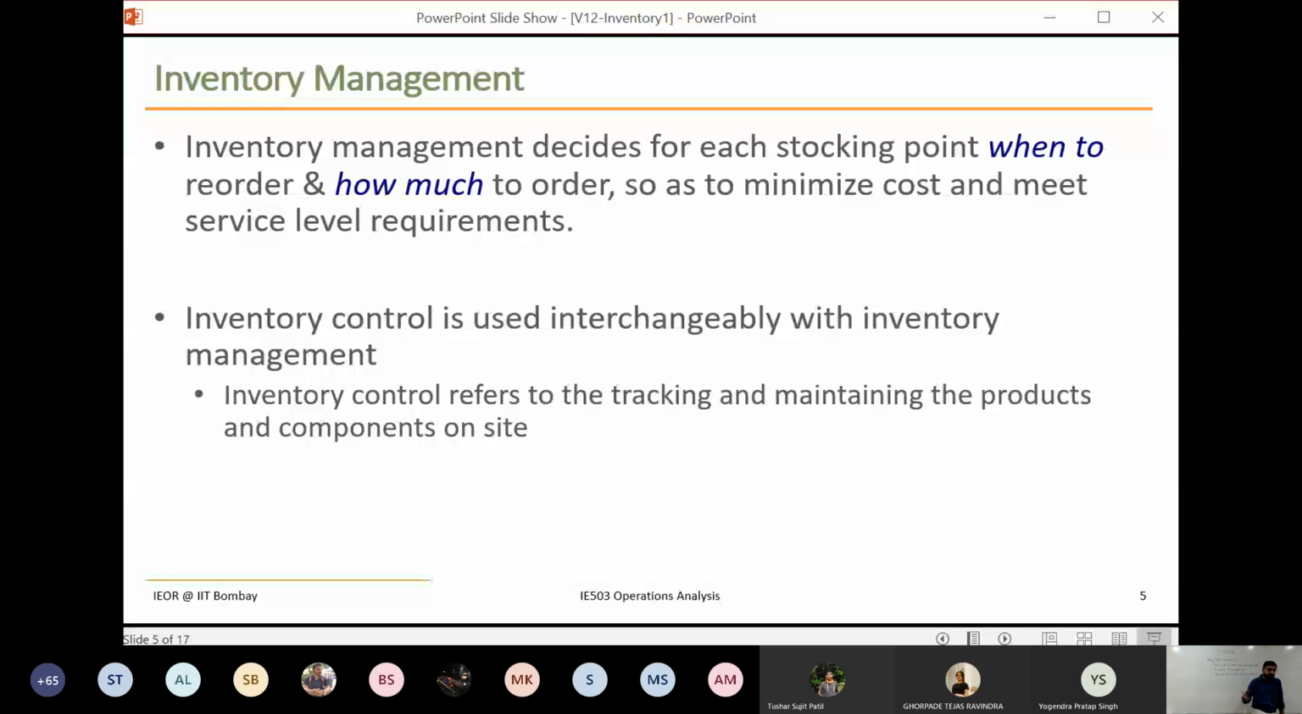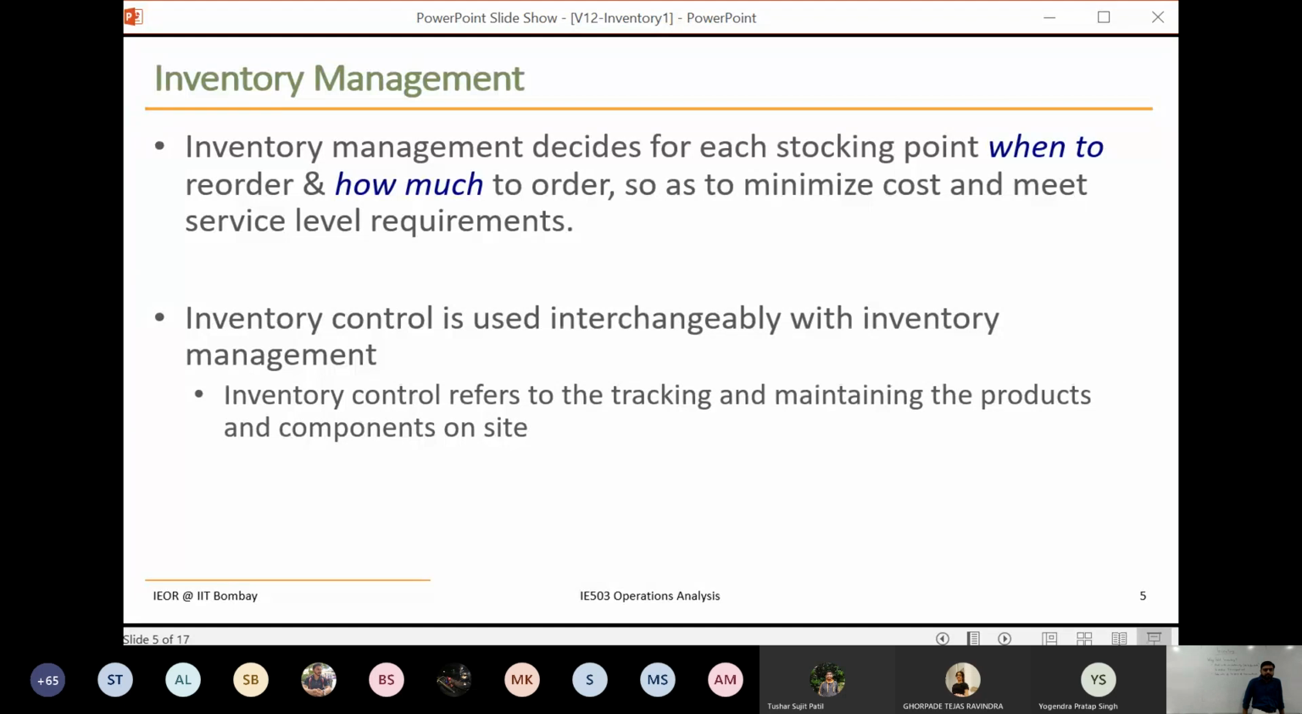That is, when the next batch of material is going to come to that stocking point and how we release the material from that stocking point. So both are affected by inventory management, both timing as well as quantity. That broad aspect is called inventory management. The overall objective, typically, is to minimize cost and meet the service level requirements. As we said, service level is the fraction of customer orders we are able to fulfill.